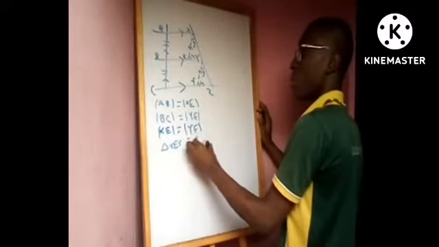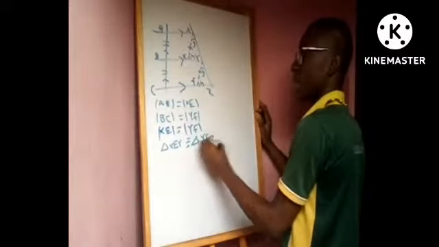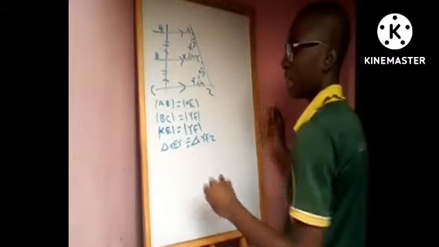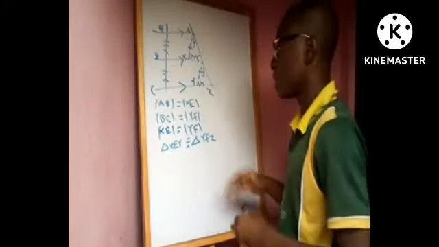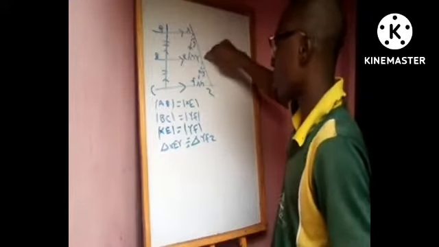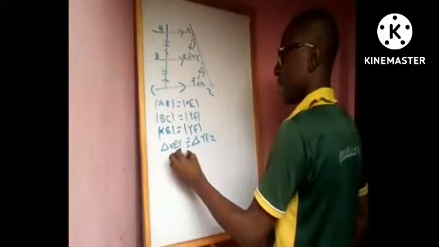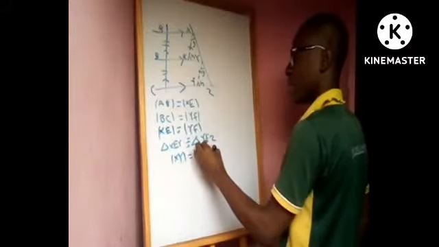is congruent to triangle YFZ, that means the corresponding lengths of the sides must also be equal. So that means XE must be equal to YF, and also XY must be equal to YZ. So that means length XY will be equal to length YZ.